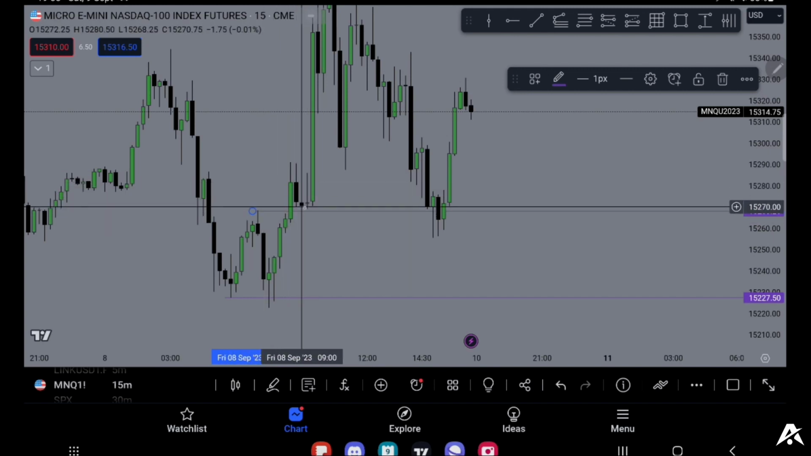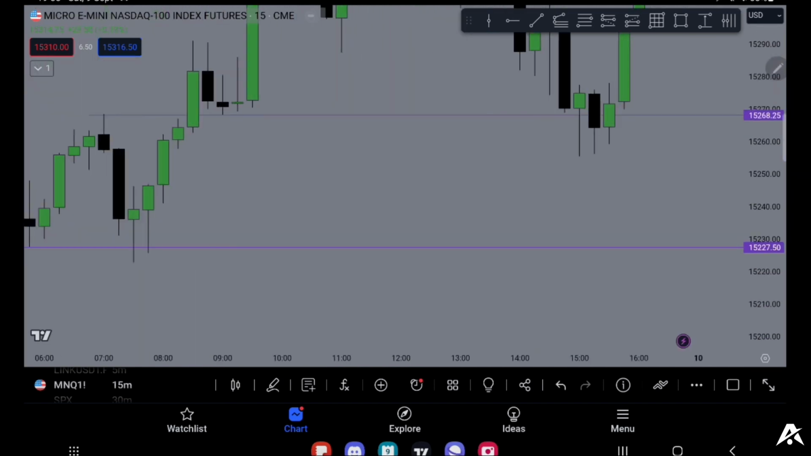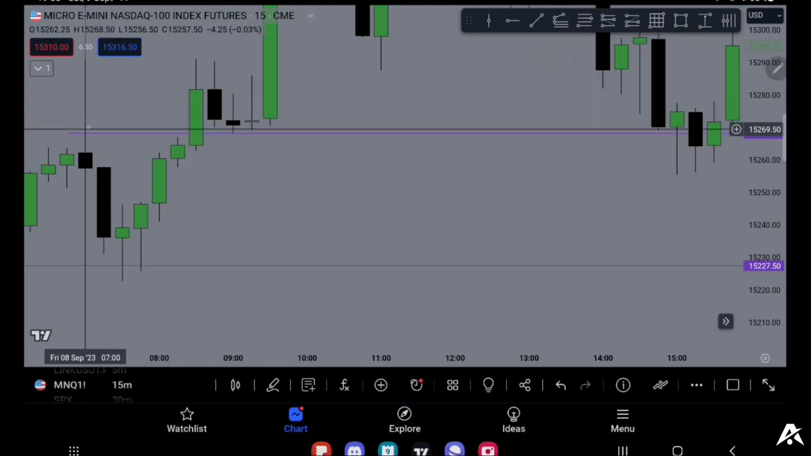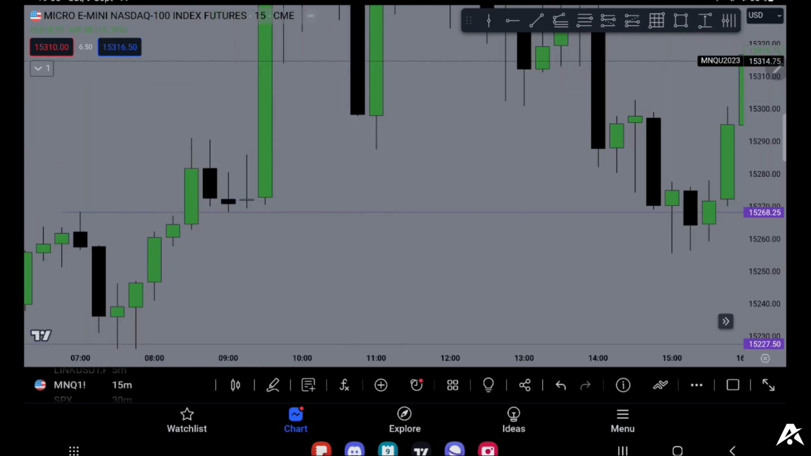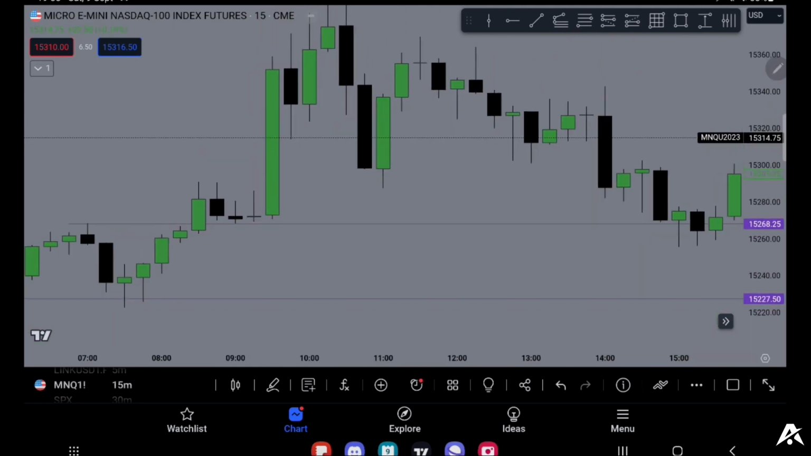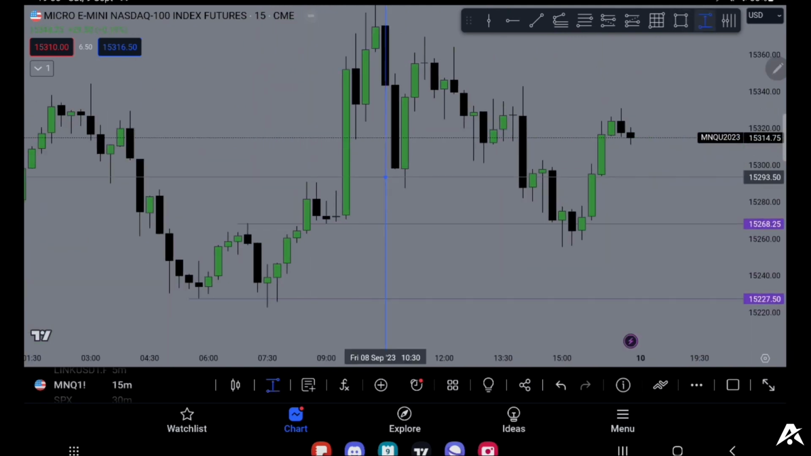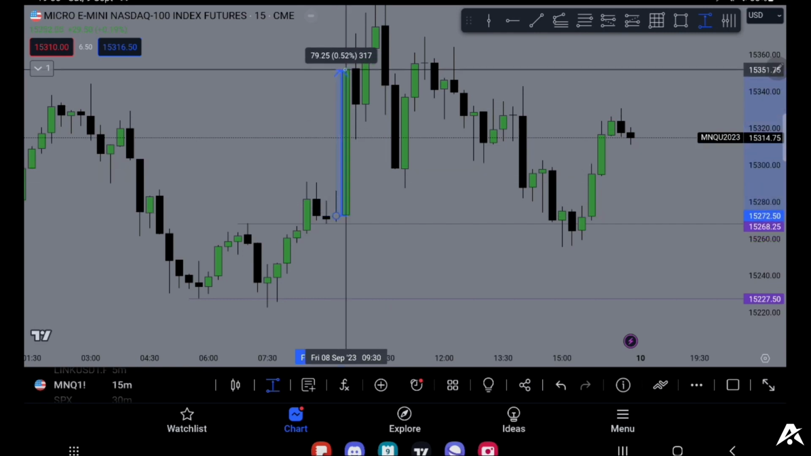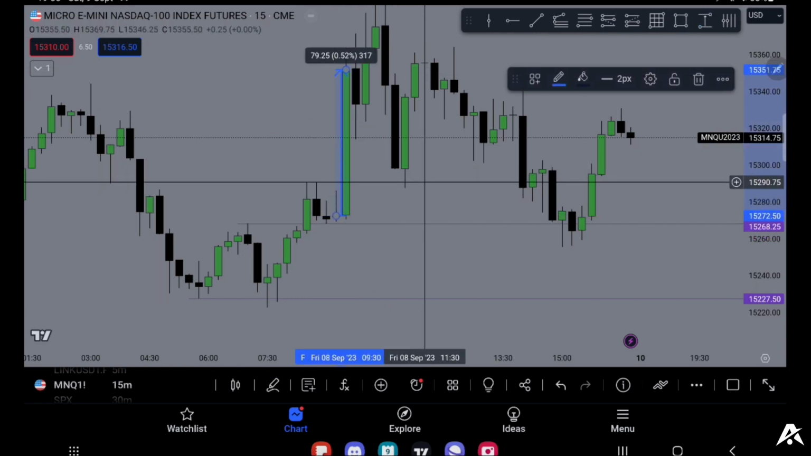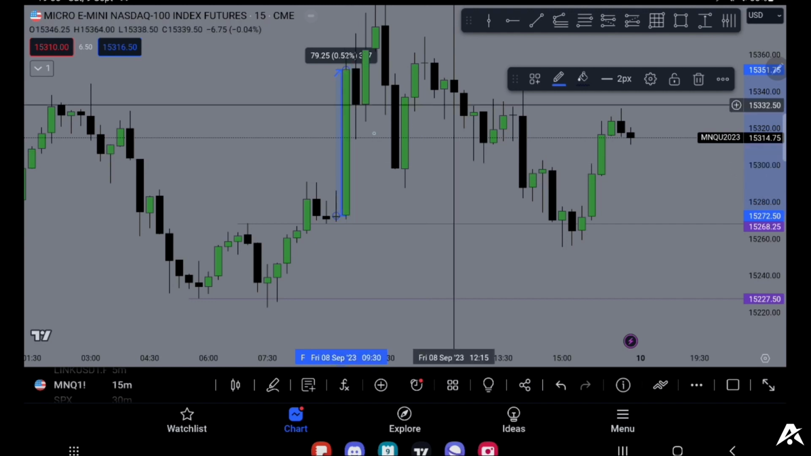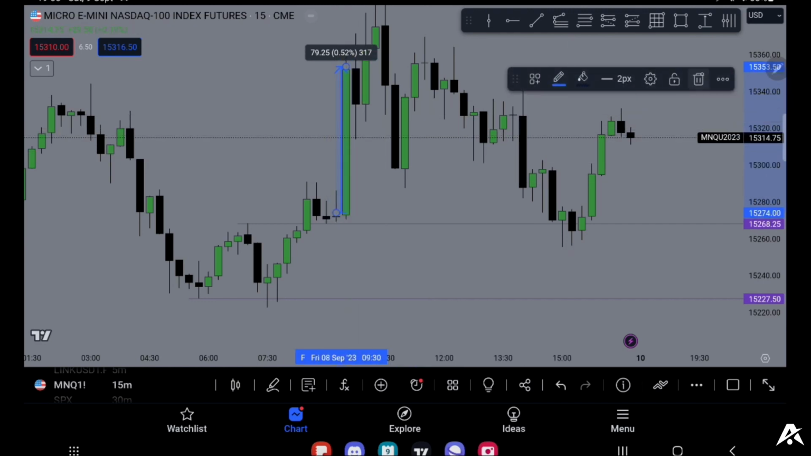Price tests this high one more time over here, tests it one more time, and look at what happens next. Look at this. Straight up. One candle giving you a 317 tick move. That's ridiculous. If you're in this long, you could have passed one challenge, one static challenge of $2,000 easily. But that's not the point. The point is to not be greedy.